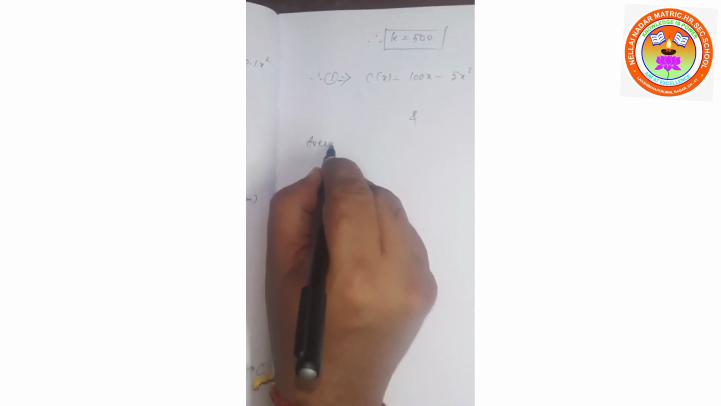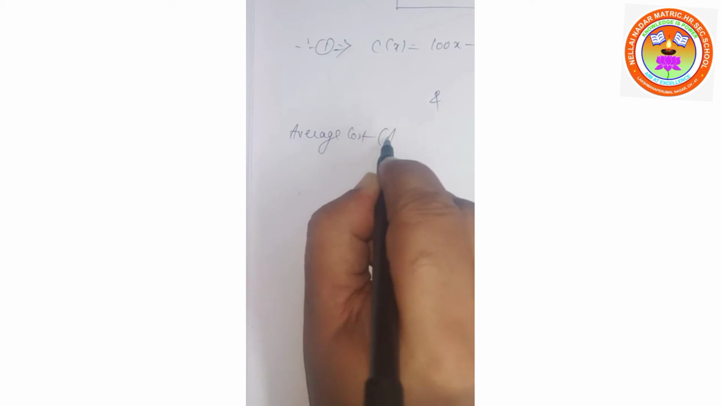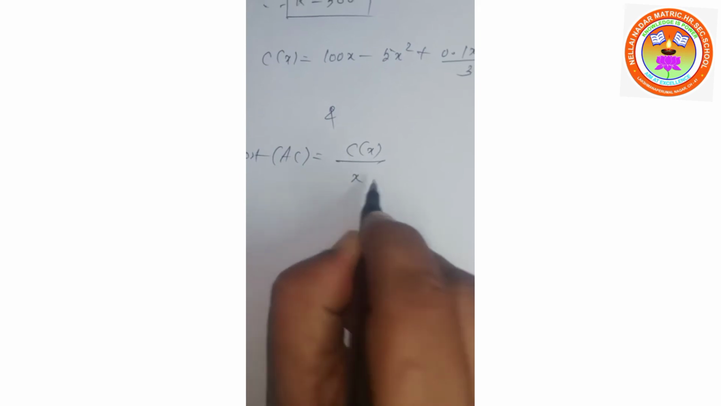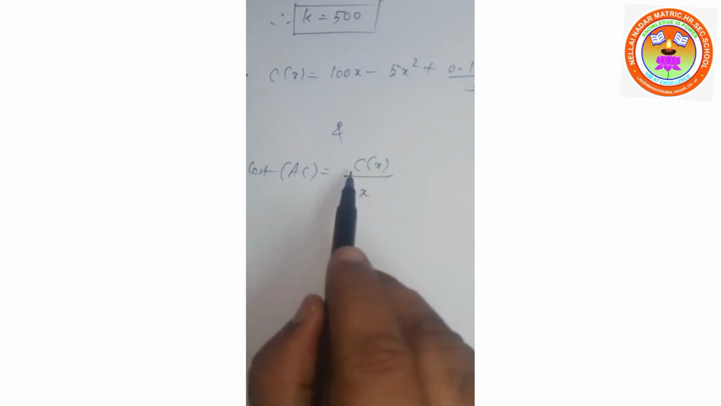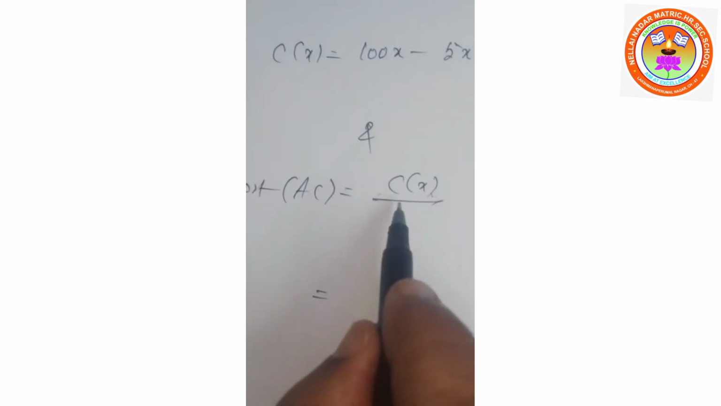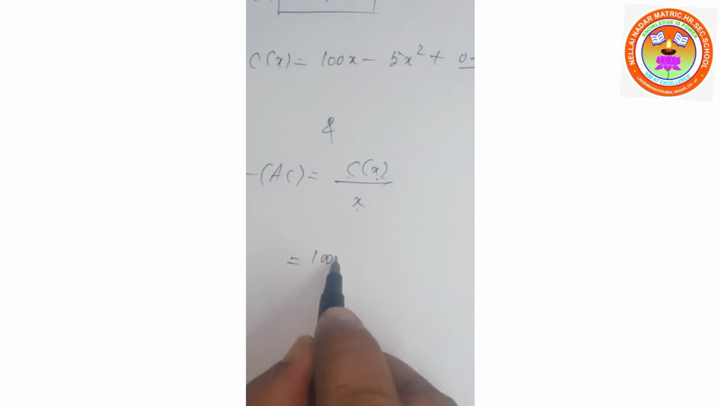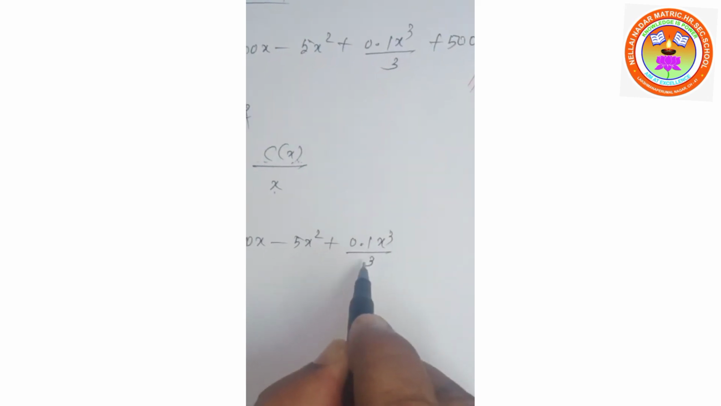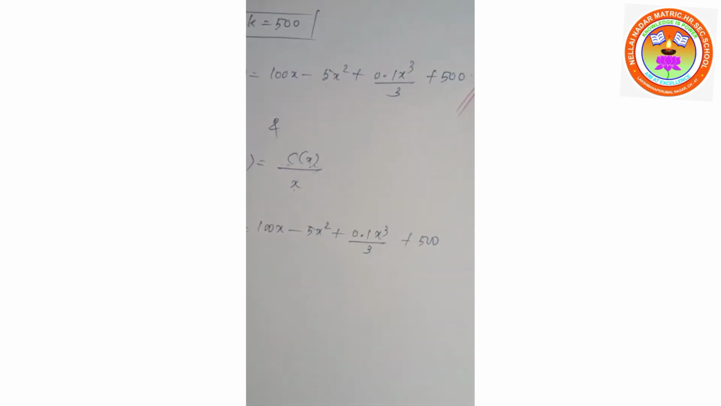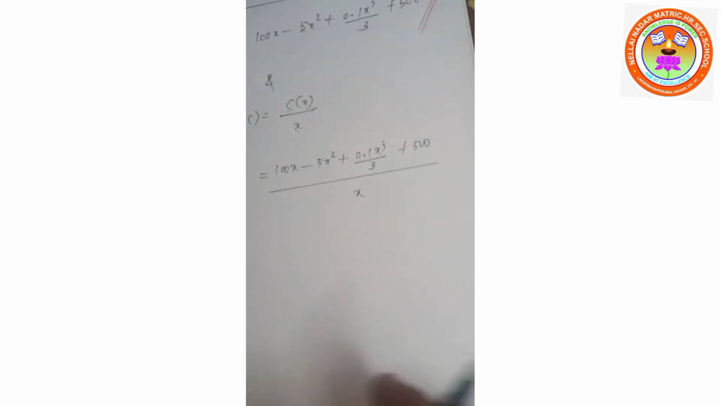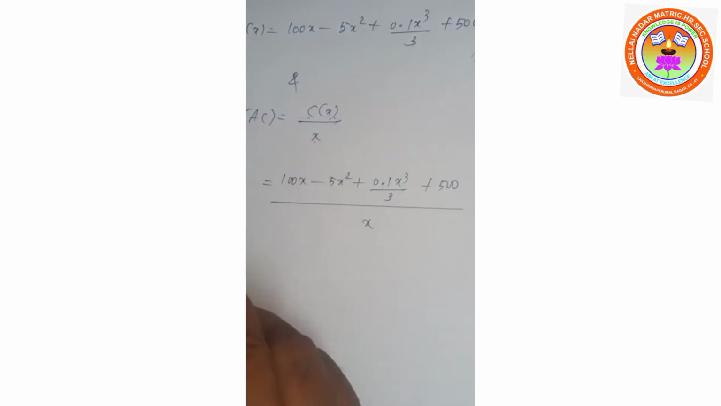Now average cost, average cost that is AC. Average cost formula, cost by x, not c into x. We are not supposed to say c into x, c of x divided by x. Cost function, here it is 100x minus 5x square plus 0.1 x cube divided by 3 plus 500, whole divided by x. Each and every term should be divided by x.